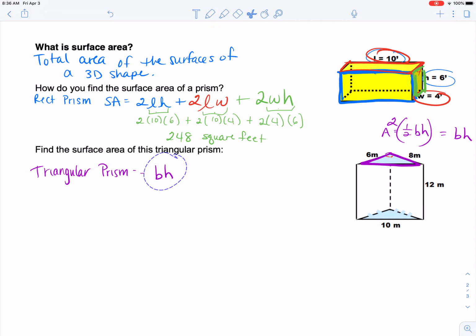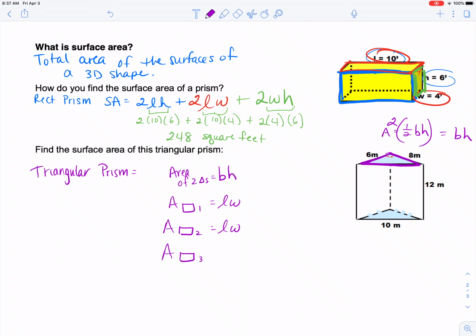Let's put this separate. Area of the 2 triangles. 2 triangles is base times height. And then you get area of rectangle 1 with the length times the width of that rectangle, area of rectangle 2, length times width, and area of rectangle 3, length times width. Now they all use the height of the prism as one of the dimensions of all 3 rectangles, but the 3 different sides of the triangle, 6, 8, and 10, is the other dimension.